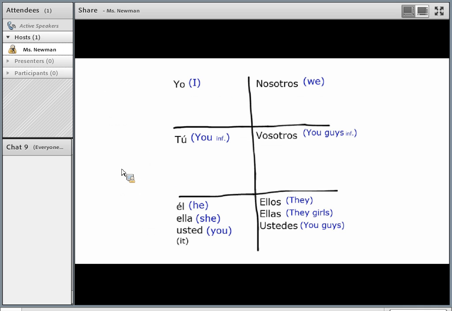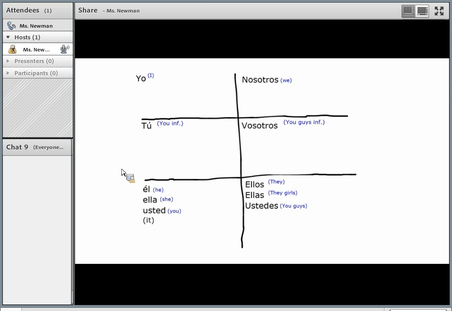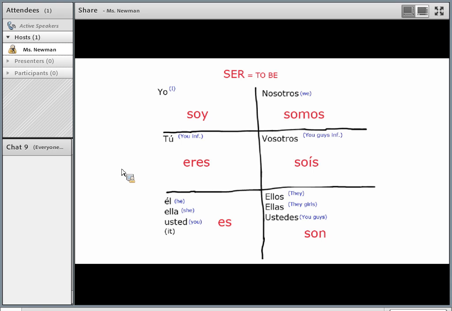Okay, so here we have this verb chart. Same thing. We have our Spanish subject pronouns, and all we've done is listed the English translation out to the side to help you remember. Same exact thing, we just changed the font a little bit to make it a little more readable here. Okay, now we're looking at the verb ser. Ser means to be in Spanish. Here are the conjugations of ser.